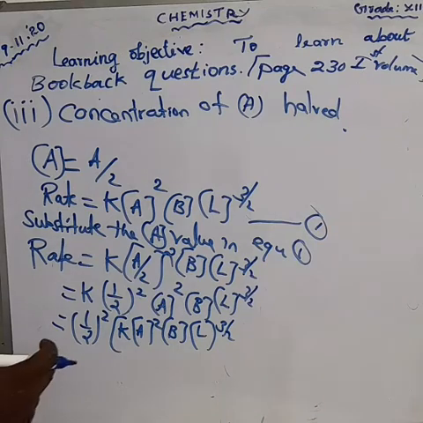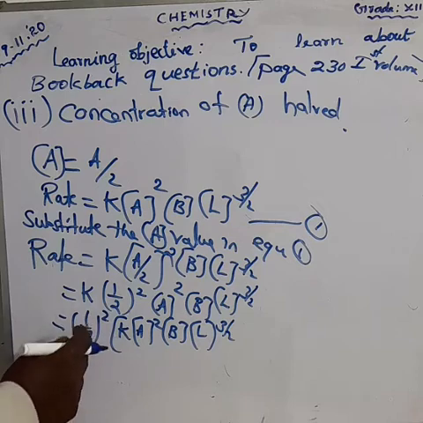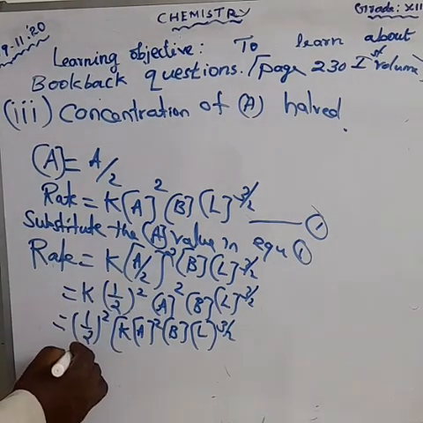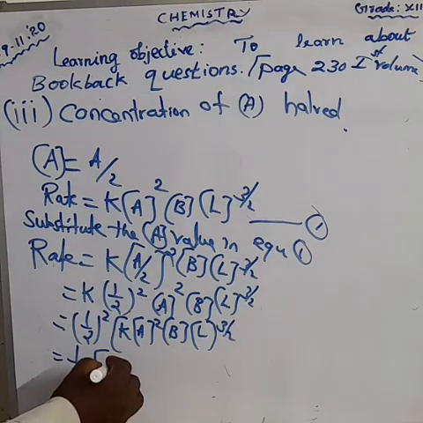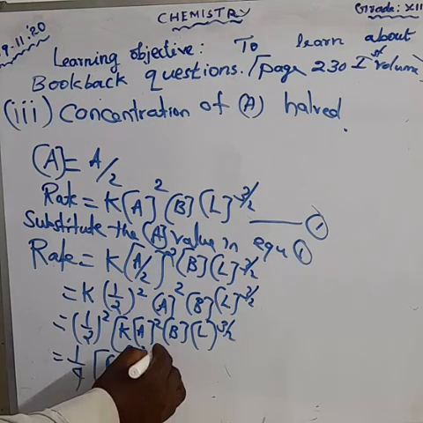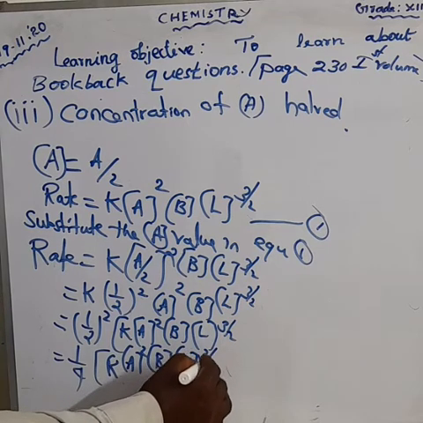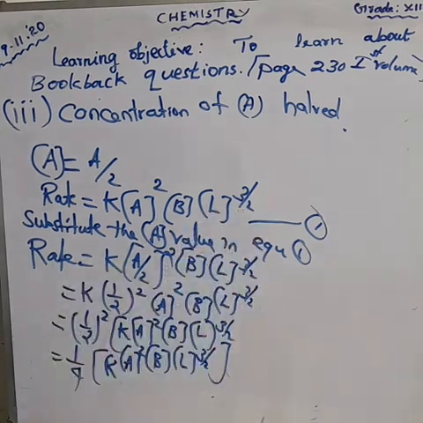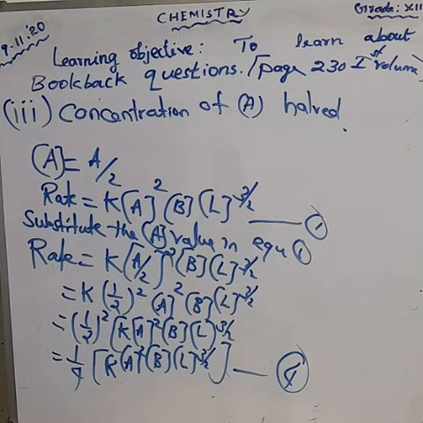Okay. Then here also 2 square. Okay, 1 half 2, 2 to 2 is equal to, can be written as 1 by 4. Clear? 1 by 4 K A square B L 3 by 2. Okay, this is equation number 4. That is the first one, equation number 2 over. Second, equation 3 over. Here the third we are writing equation number 4.